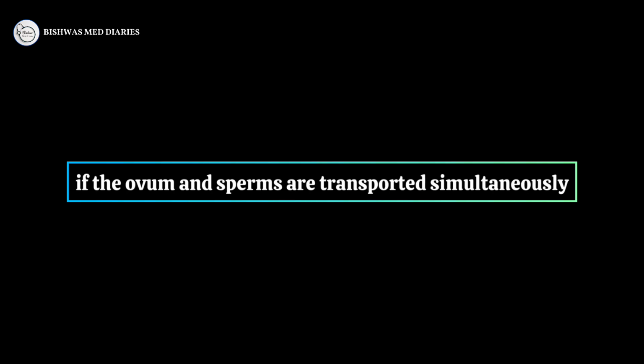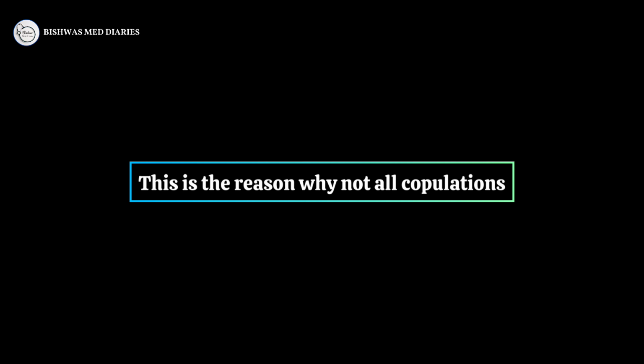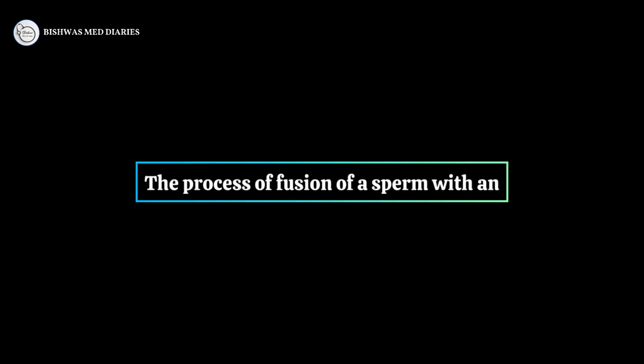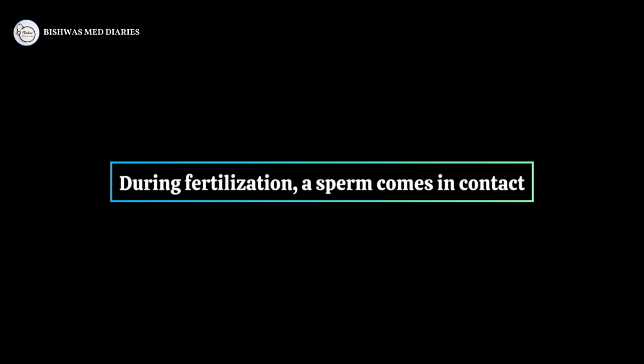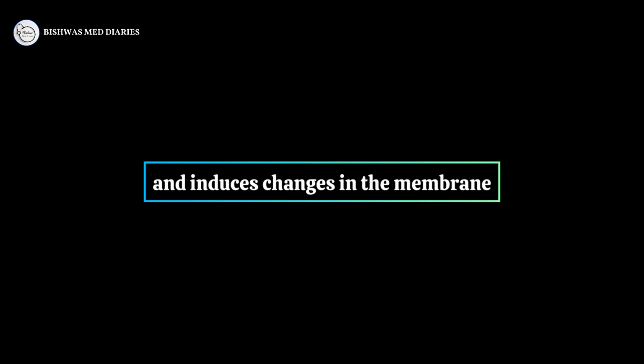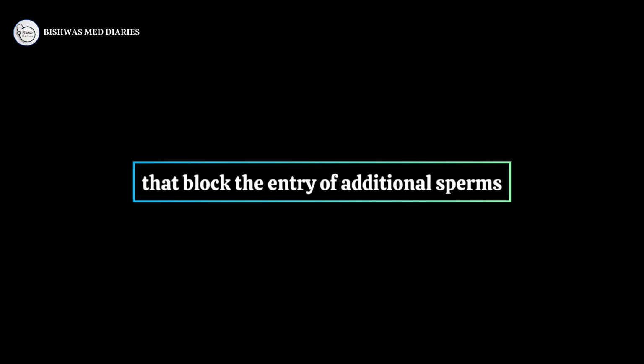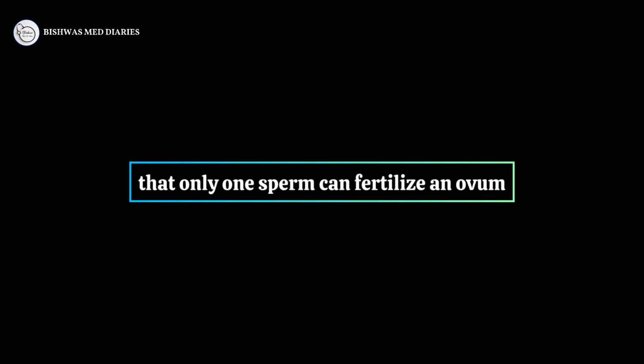Fertilization can only occur if the ovum and sperms are transported simultaneously to the ampullary region. This is the reason why not all copulations lead to fertilization and pregnancy. The process of fusion of a sperm with an ovum is called fertilization. During fertilization, a sperm comes in contact with the zona pellucida layer of the ovum and induces changes in the membrane that block the entry of additional sperms. Thus, it ensures that only one sperm can fertilize an ovum.